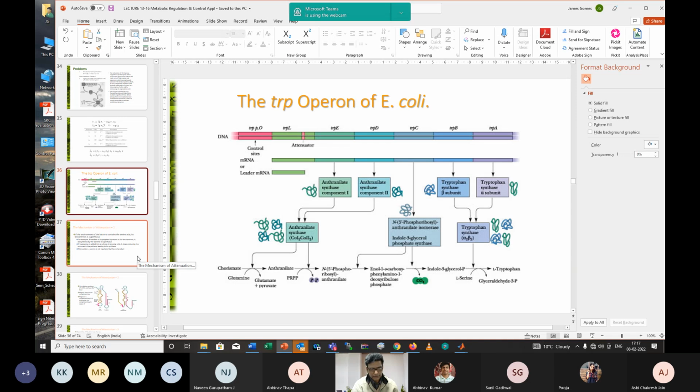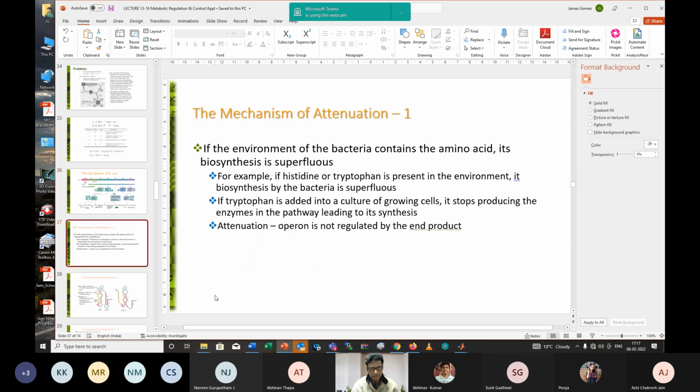I'll make the discussion a little quick because we are not really going to be discussing those things which go into all the details of the tryptophan operon. But let me know if there's some kind of importance or some kind of confusion there.